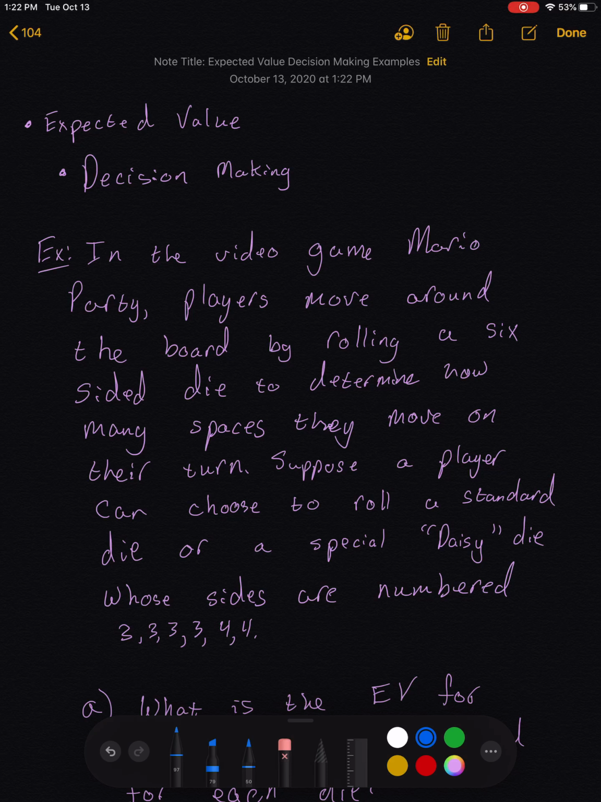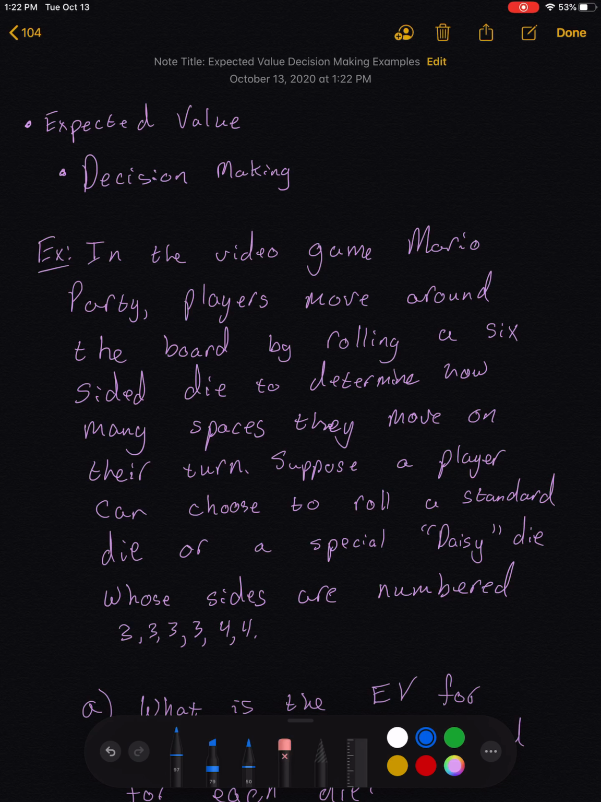Okay, we're going to continue our discussion of calculating expected value and using that to optimize decision making. In our next scenario, we're going to consider the video game Mario Party, where players move around the board by rolling a six-sided die to determine how many spaces they move on their turn.